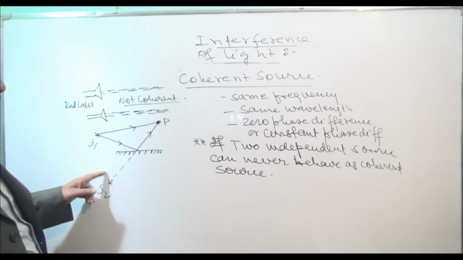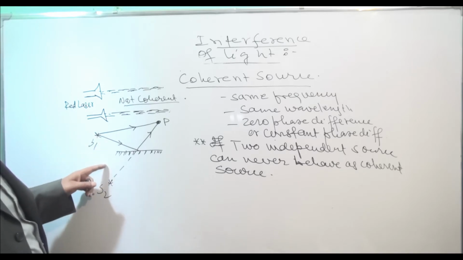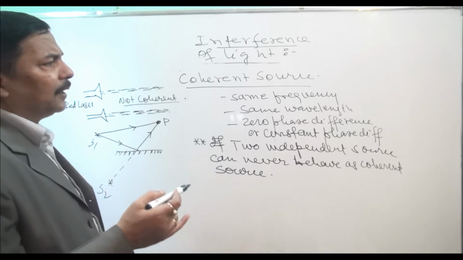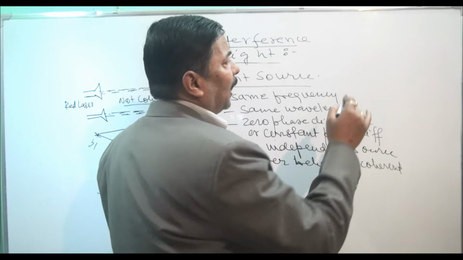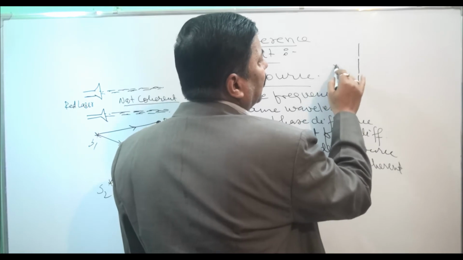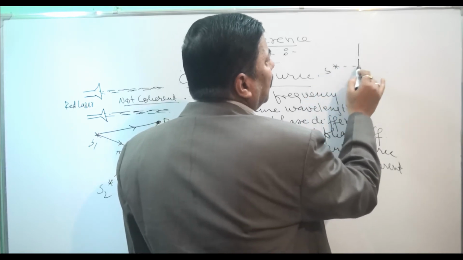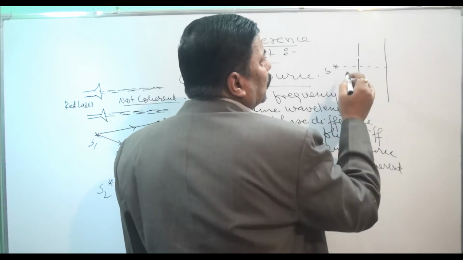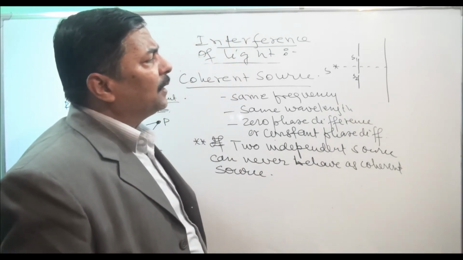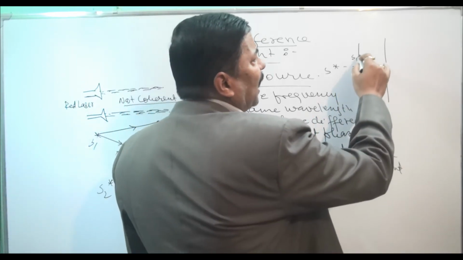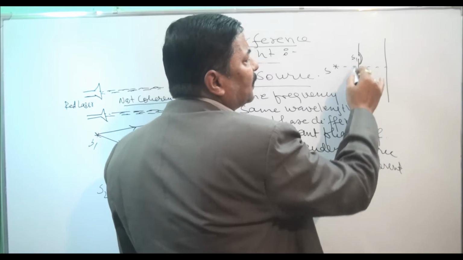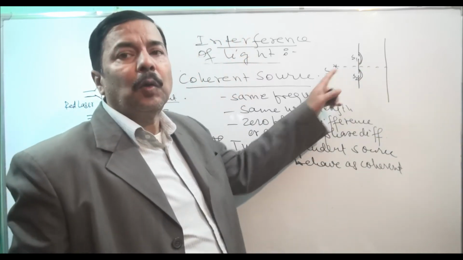For point P, S1, S2, because it is from the same source that we are getting the two sources, so it can behave as a coherent source of light. Also one more thing we can take: suppose two slits are there, here is a source of light, then here is the screen, so this slit S1, this slit S2. Now, slits S1 and S2 will behave as coherent sources. According to Huygens principle, they will behave as a source, and then S1 and S2 can be treated as your coherent sources of light.